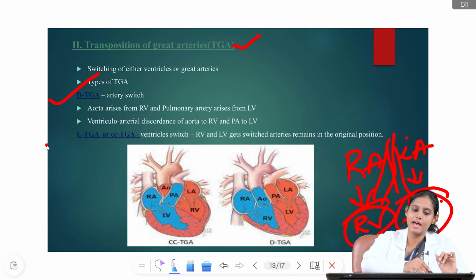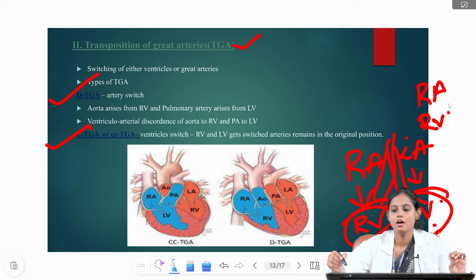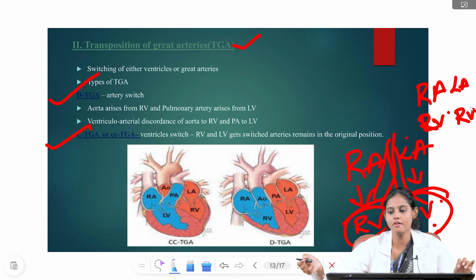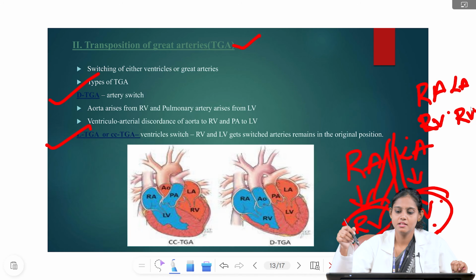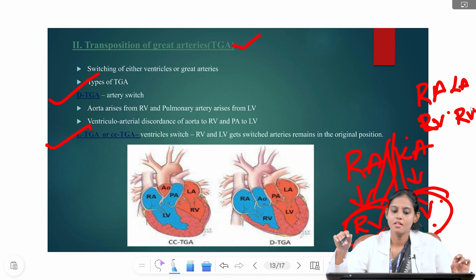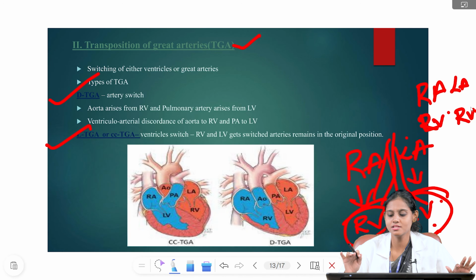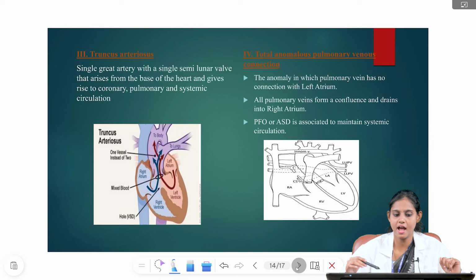And there is one more type called LTGA, where the ventricles switch. Instead of right atrium to right ventricle, it is right atrium to left ventricle, and left atrium to right ventricle. This is how the chambers form. This is called LTGA, where the RV and LV get switched, but the arteries remain in their original position. This is called transposition of great arteries.